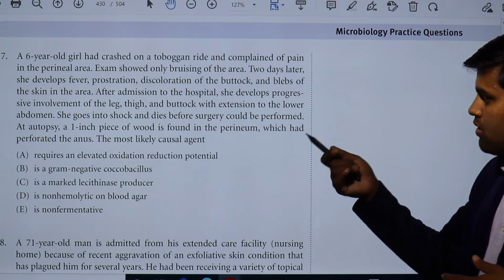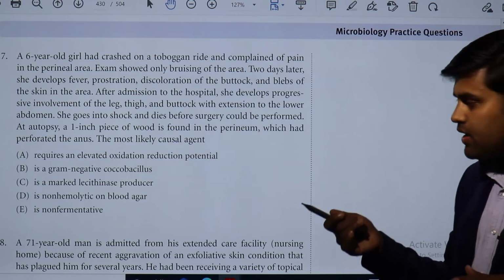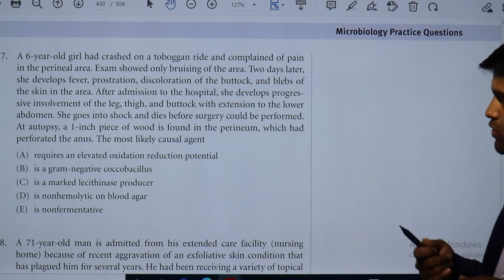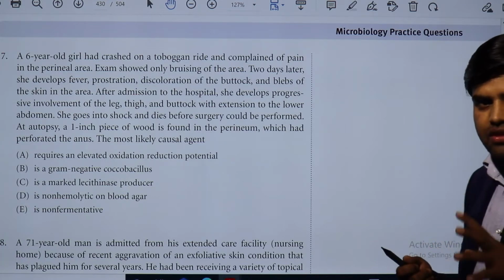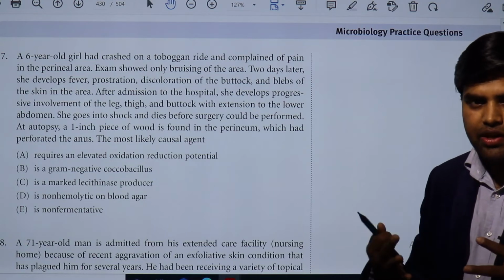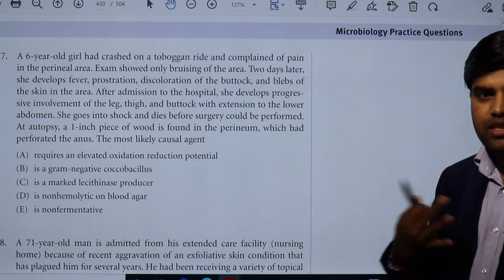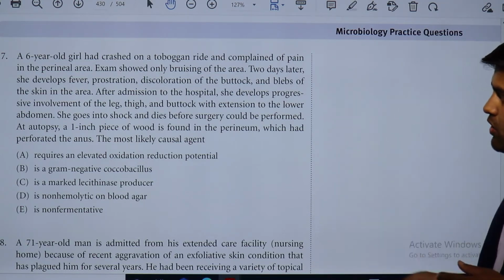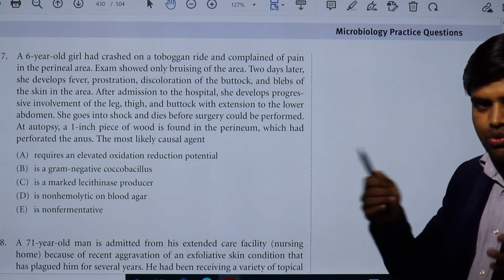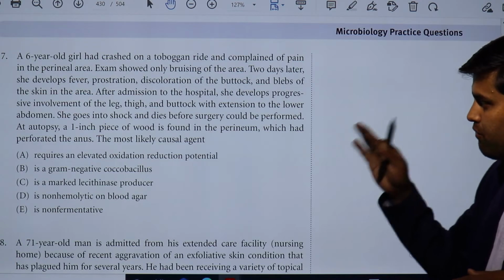She goes into shock and dies. So finally she dies. She dies before the surgery could be performed. So there is a serious infection that was not controlled. It initially started within the perineum, spread locally as well as systemically, and this girl died due to an infection. Now they have not given you anything about the bacteria. Now we have to find out.